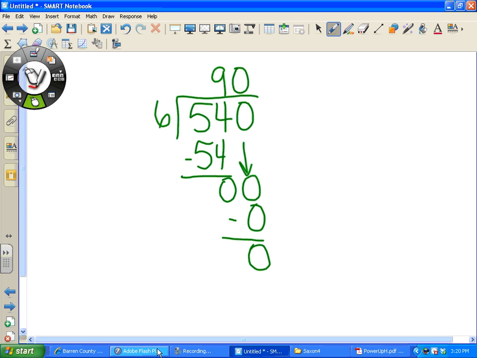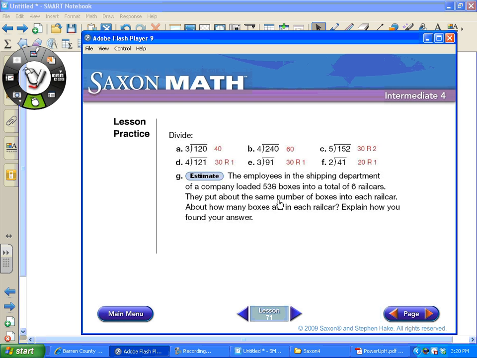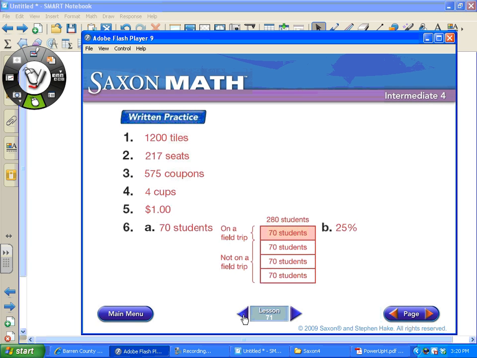My final answer that's rounded off is, how many boxes are in each rail car? About 90 boxes. And look, I rounded 538 to the nearest 10 and then divided. And that's exactly what we did also.